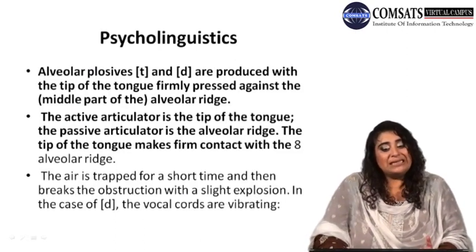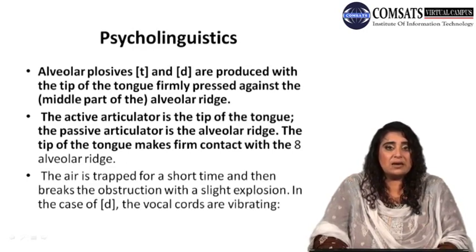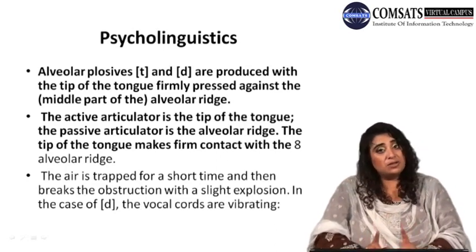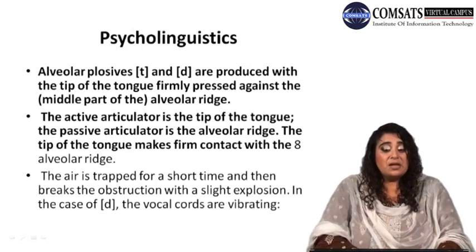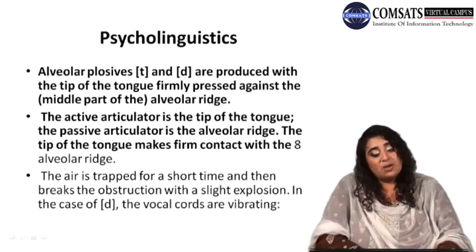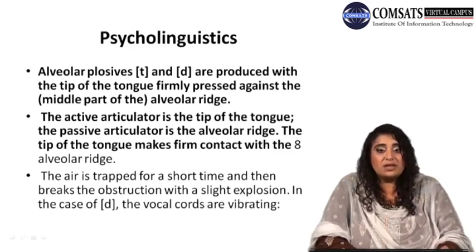Now, alveolar plosives, T and D, are produced with the tip of the tongue. The tip means the edge of the tongue, firmly pressed against the middle part of the alveolar ridge. The active articulator is the tip of the tongue, and the passive articulator is the alveolar ridge, as you can see in the diagram. The tip of the tongue makes firm contact with the alveolar ridge. The air is trapped for a short time and then breaks the obstruction with a slight explosion.